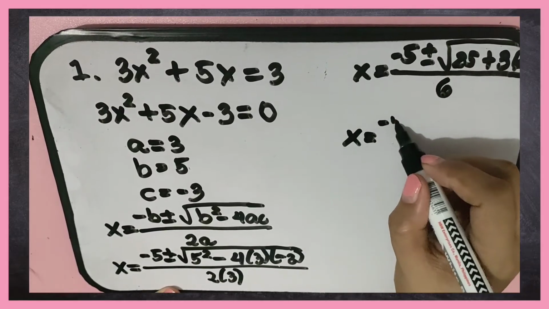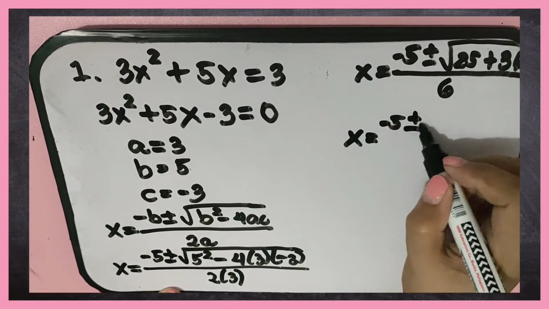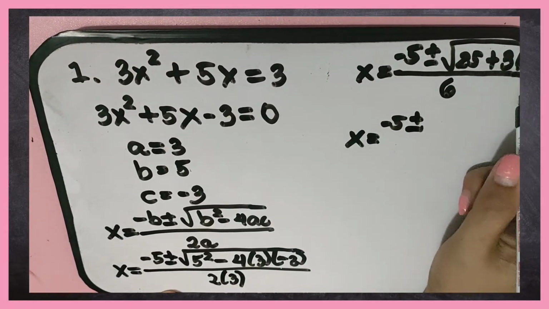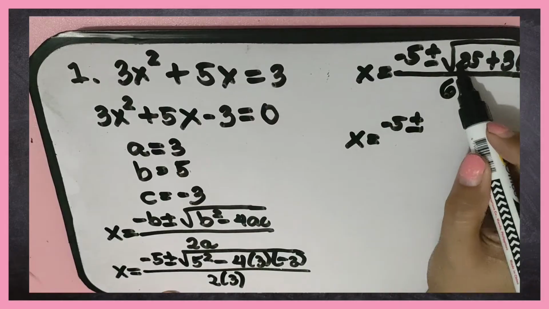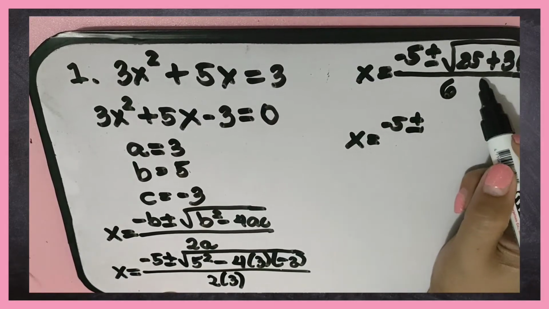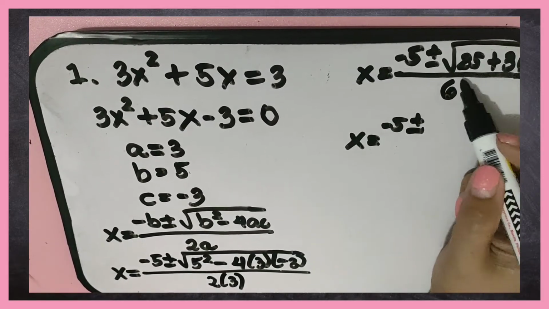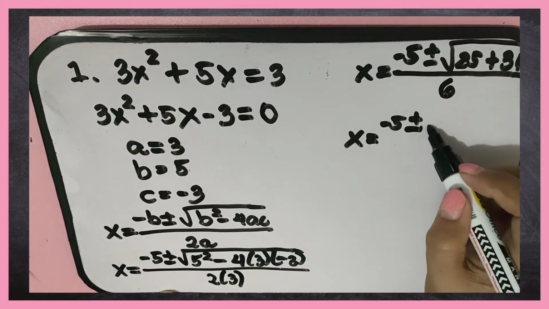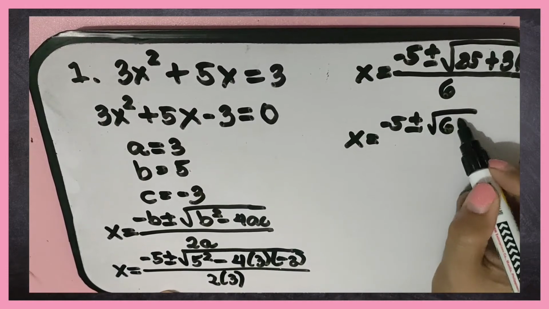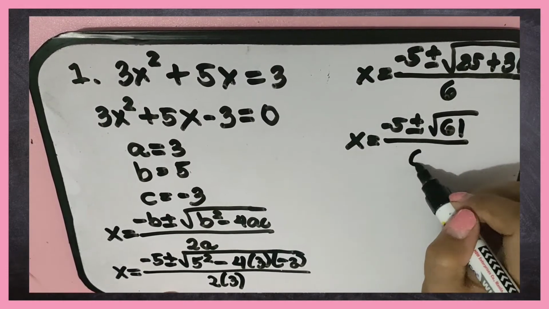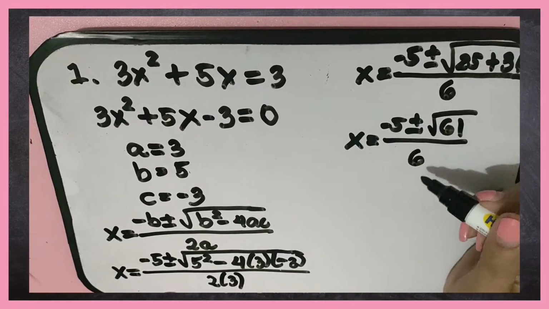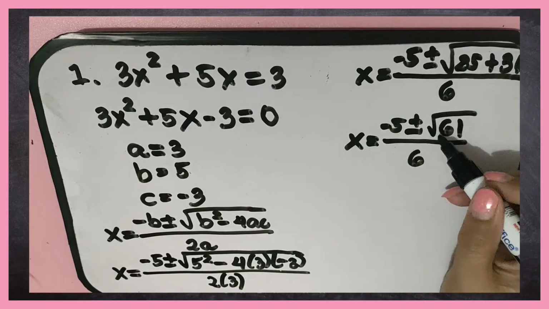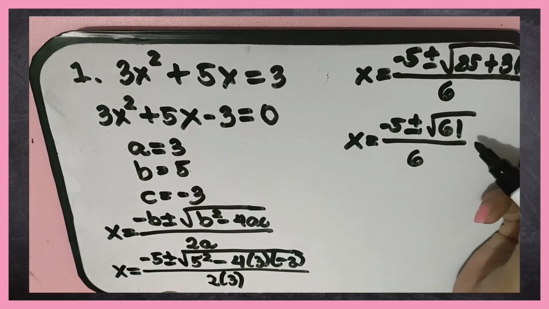Then we write negative 5 as well as the positive and negative sign. Then again, you have to simplify the expression inside the radical sign. This is like sign, so you will add, then prefix the common sign which is positive. So 25 plus 36, and that is square root of 61 over 6. And then, tingnan natin if square root of 61 is a perfect square. So square root of 61 is not a perfect square.